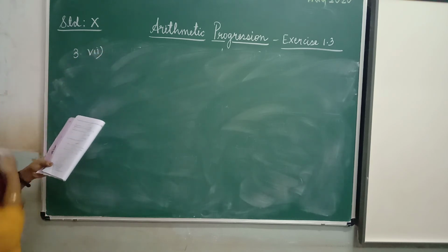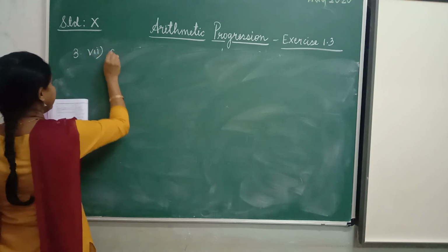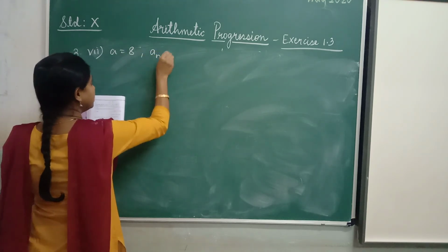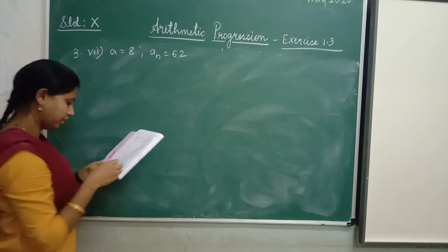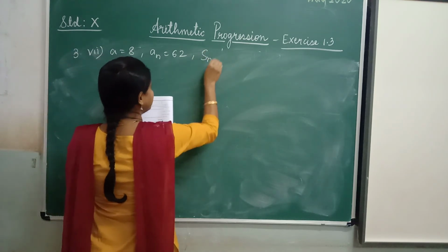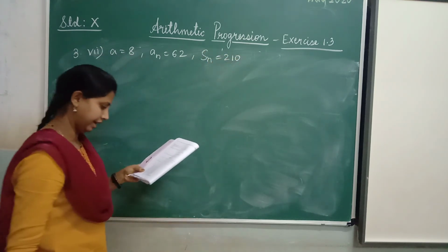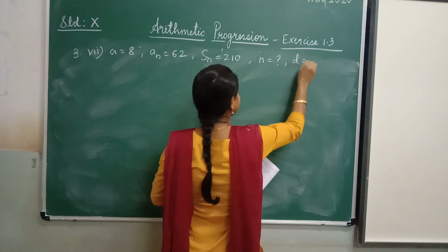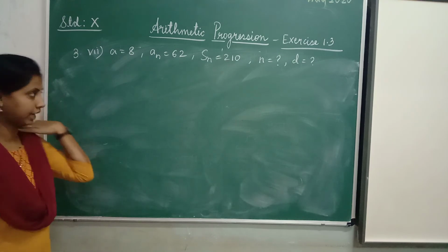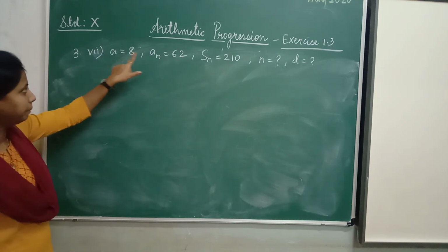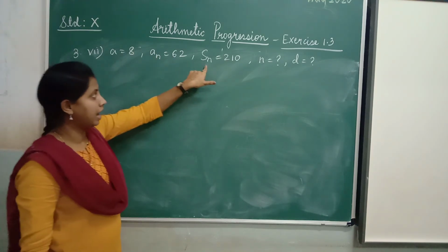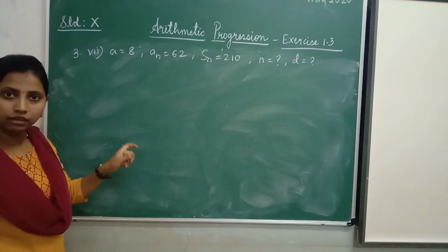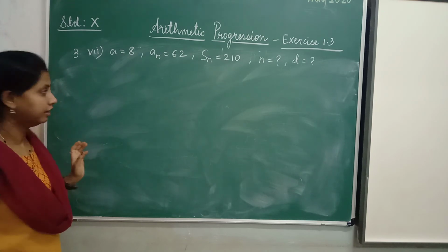In the 7th one, given is a is equal to 8, an is equal to 62 and Sn is equal to 210. You have to find n and d. These are the two things you have to find. Given is a is equal to 8, an is equal to 62 and Sn, the sum of n terms, is 210. You have to find the value of n and d, that is the number of terms and the difference.